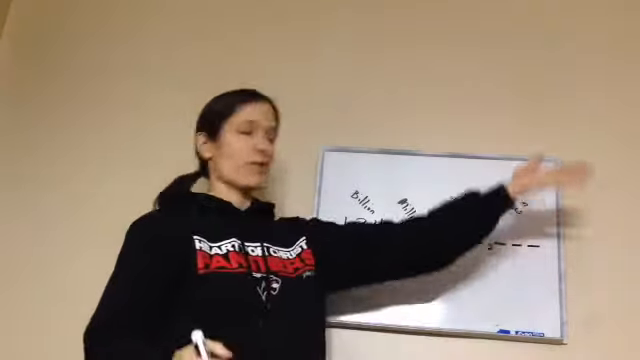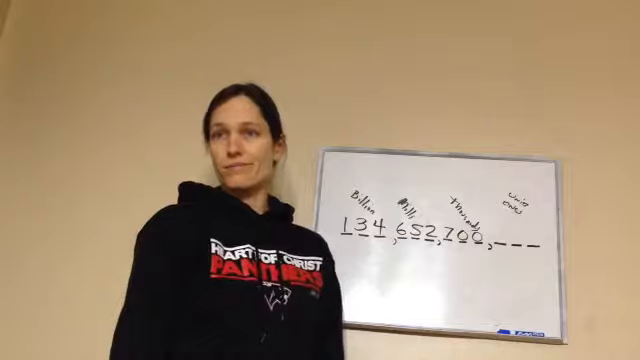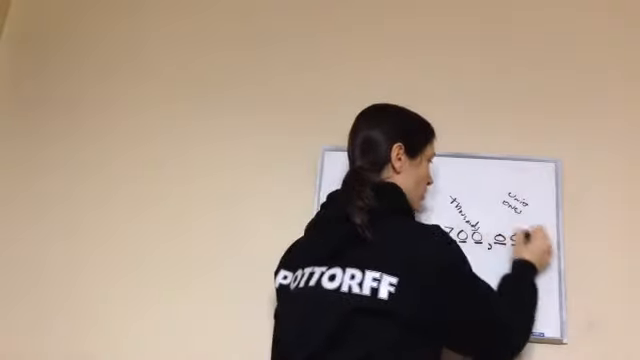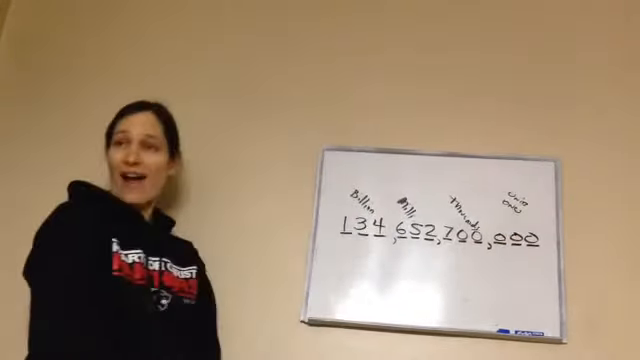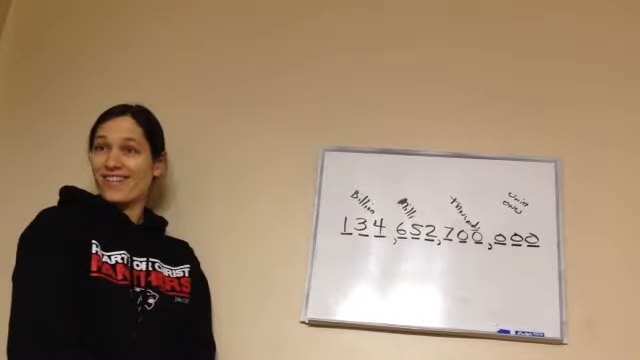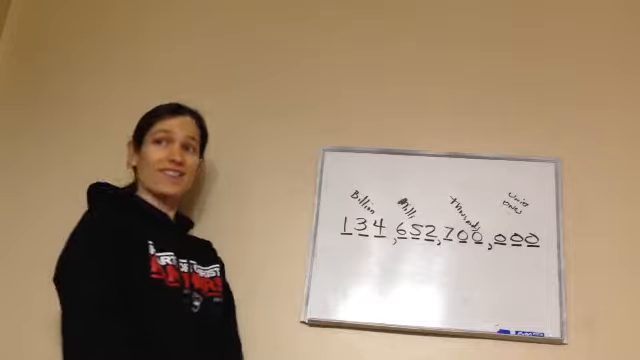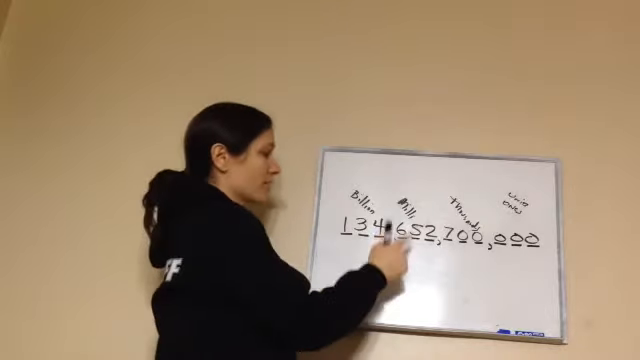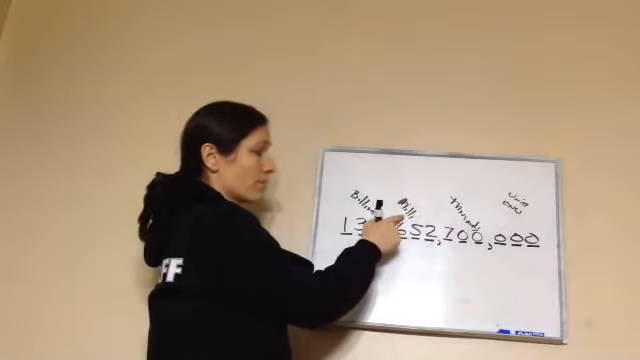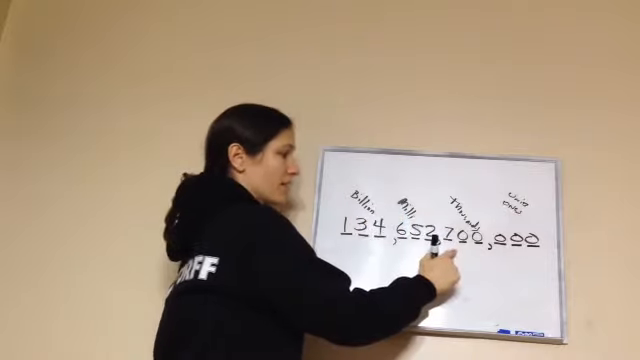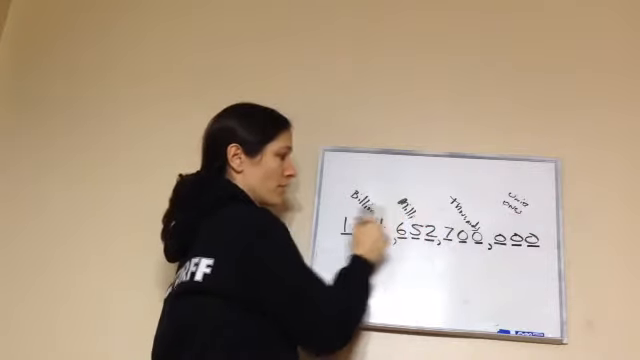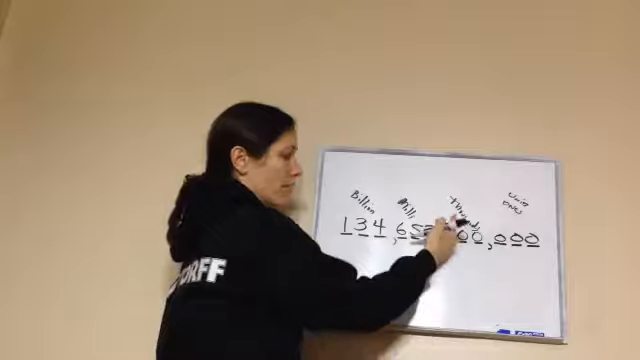And then what should I fill the rest of it in with, because they're done talking? Zeros. Wow. 134 billion. Oh, you want me to read the whole thing? Yeah, read it. 134 billion, 652 million, 700,000. Very good.